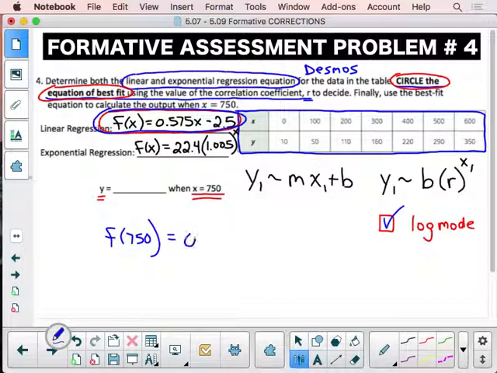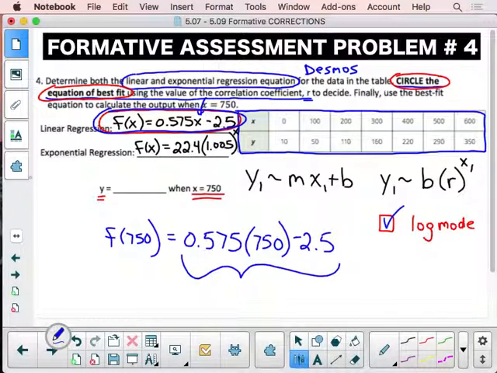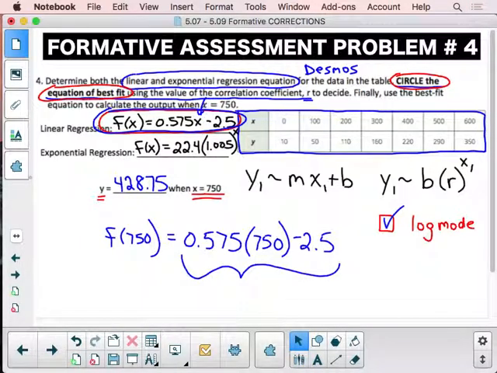And we take our 0.575 times 750, right? We're putting this in for x. And then subtract 2.5. Then we crunch that through our calculator. We enter this into our calculator, and we get the result, which is 428.75. That's where that number's coming from. We had to choose the right function to plug this into. You always use the one of best fit.